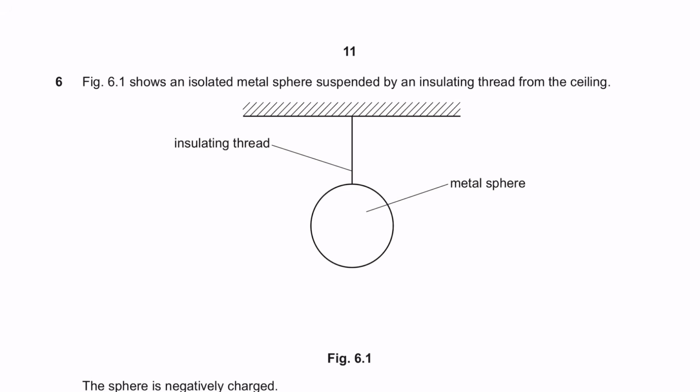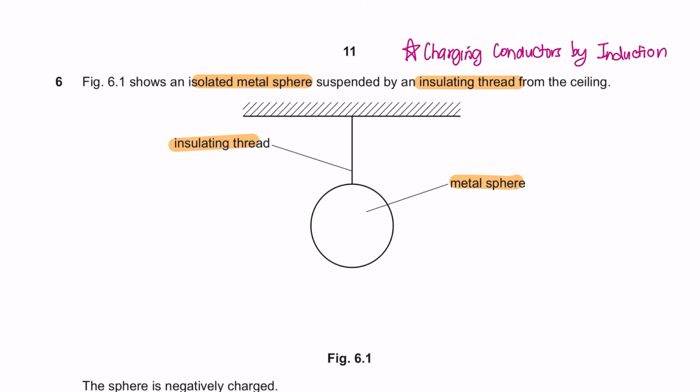The next question is from May June 2024, Paper 4, Variant 1. Figure 6.1 shows an isolated metal sphere suspended by an insulating thread from the ceiling. This is the insulating thread and this is a metal sphere. This experiment is the charging of conductors by induction. And the other experiment you have to know is the charging of insulators by rubbing. These two are in your syllabus, so make sure you are familiar with it.